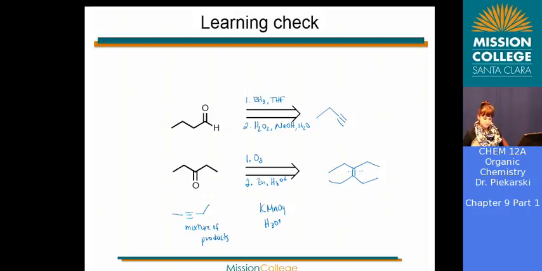Okie dokie? So I'm going to stop at this slide here. Make sure you read the chapter up until this point. Practice those chapter problems, like the inner chapter problems, to ensure that you understand this, and then when you're ready, start the next lecture, which will wrap up the reactions of alkynes. Okay, good luck studying, and I will see you later.